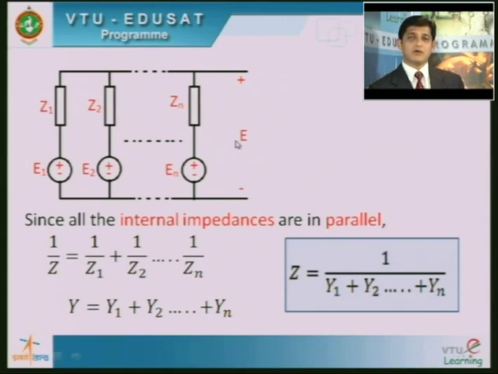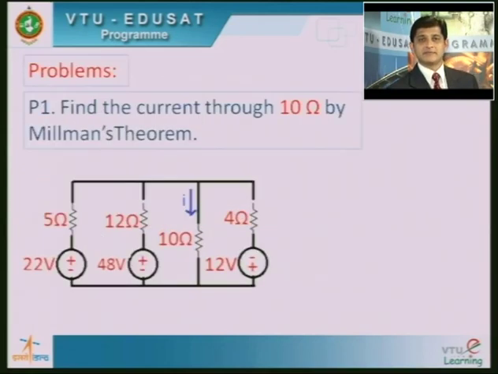Fine. So, this is what Millman's theorem was talking about. If you have such an arrangement of branches connected in parallel, all these impedances and EMFs can be combined to get one EMF in series with one impedance, that is one generator equivalent. Okay. So, this is how we derived the equation for the EMF and the impedance. Now, with that, we shall directly try solving the problems.